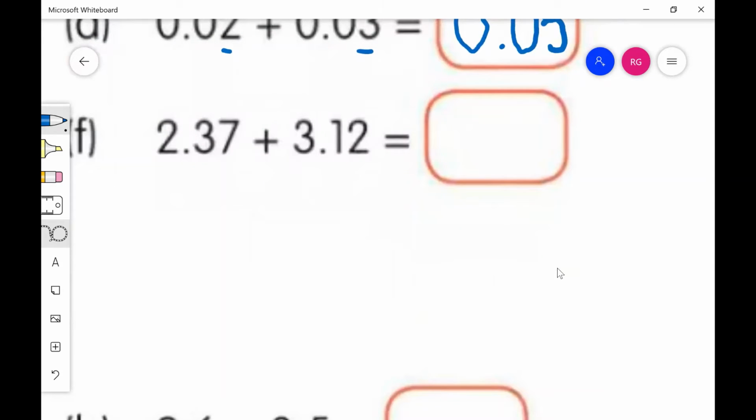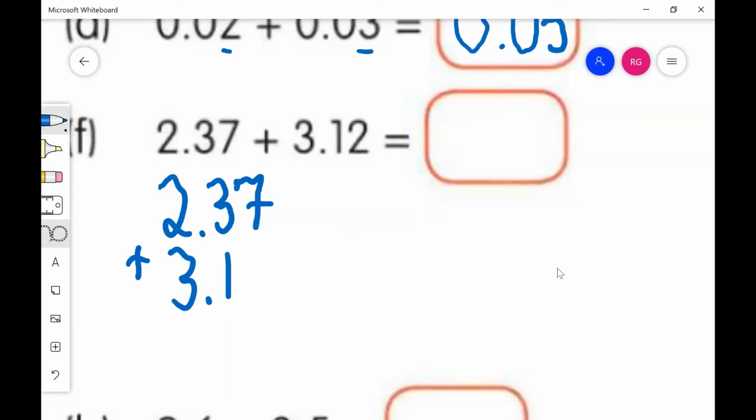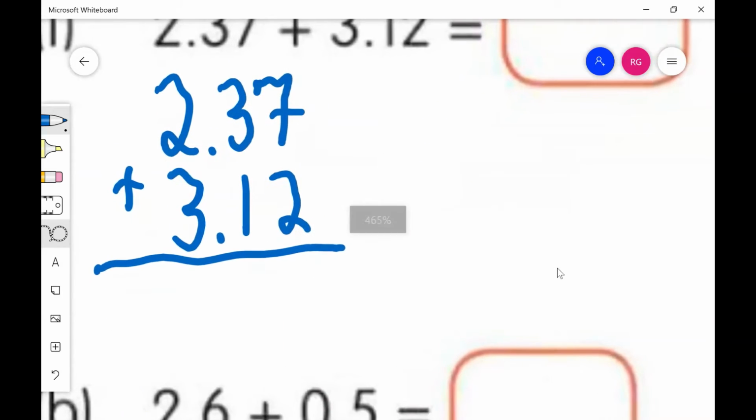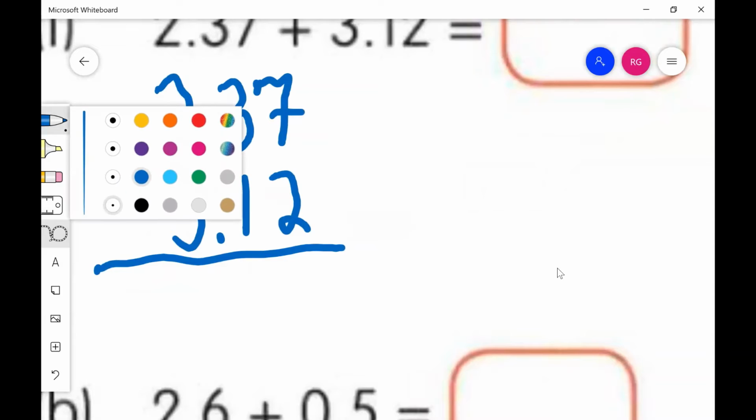Okay, so I'm taking 2.37 plus 3.12. And for these ones that aren't so easy to solve, I want you to write this out. So please write that out and show your work. Okay. So here, this should be pretty simple. I don't see any carrying that needs to be done. So we should be able to do this pretty easily.